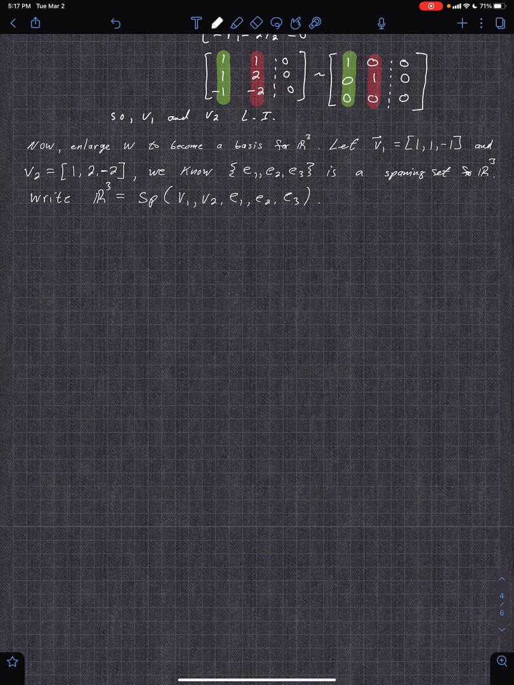All right, so you write 1, 1, -1, 1, 2, -2, and then now go ahead and write 1, 0, 0, 0, 1, 0, 0, 0, 1. Like that. And then you row reduce to see what happens.